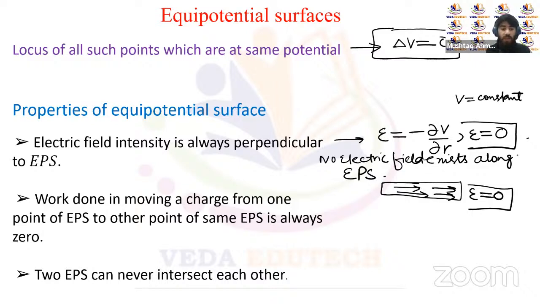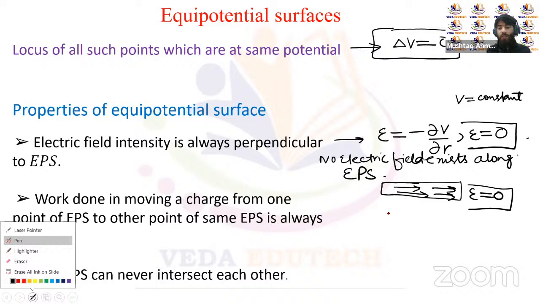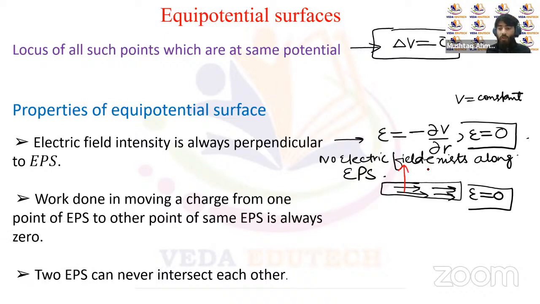Now, if an electric field exists, then that electric field has to be normal or perpendicular to this equipotential surface. So that's the first property. We say that electric field intensity is always perpendicular to the equipotential surface. That's a very important point with respect to the equipotential surfaces, right?